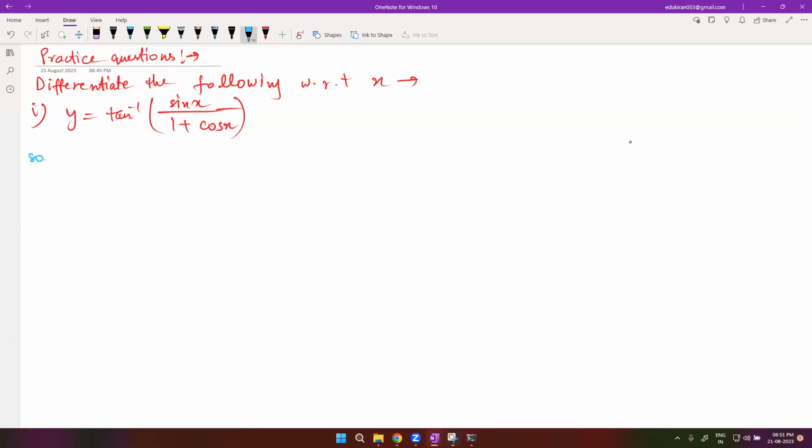Let's try this one. You need to differentiate the following function with respect to x. So you basically need to find out dy by dx. In every case, you need to find out dy by dx. How I would like you to approach this question is, you need to first understand which type of differentiation it is.